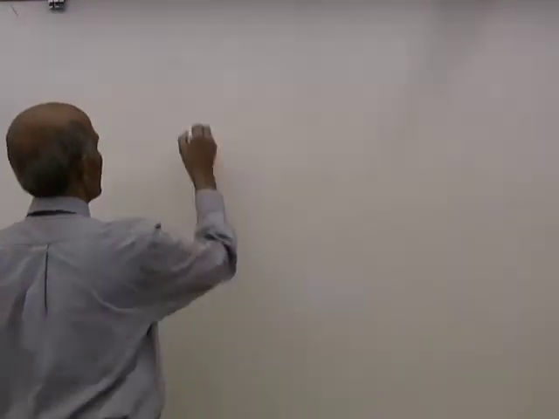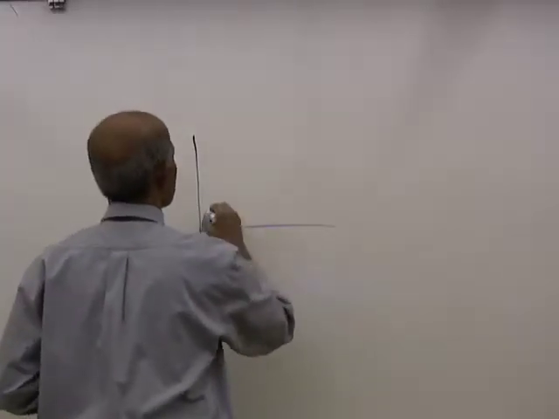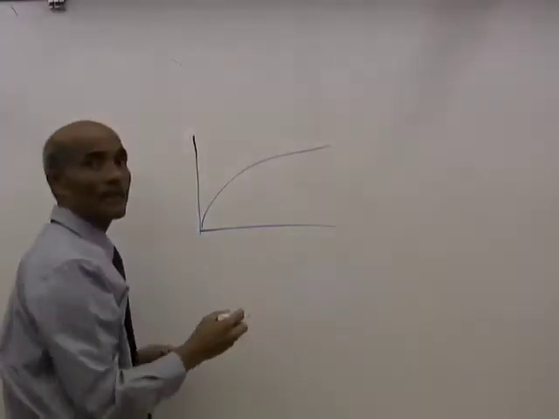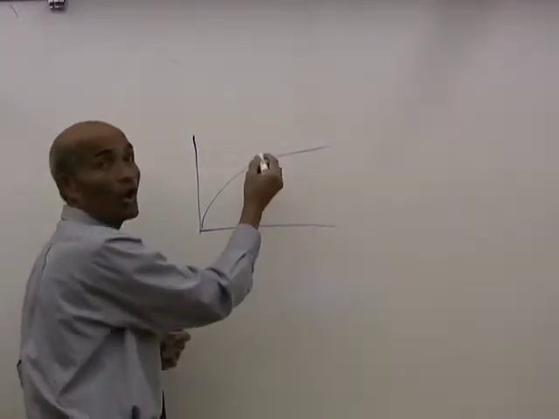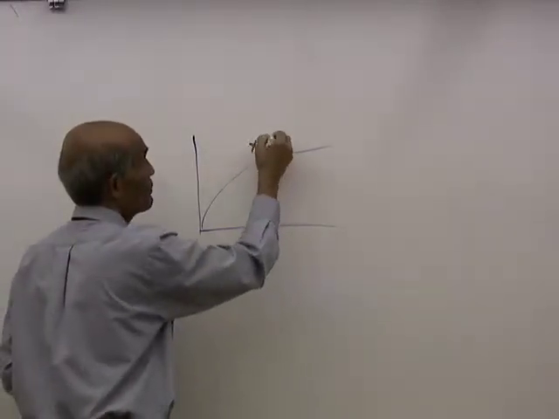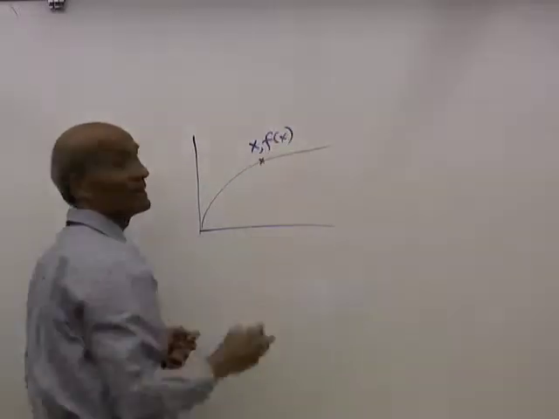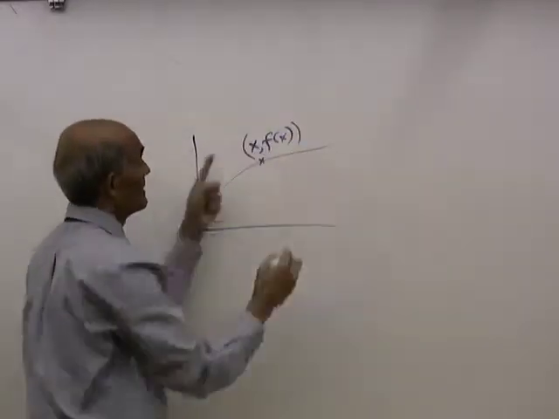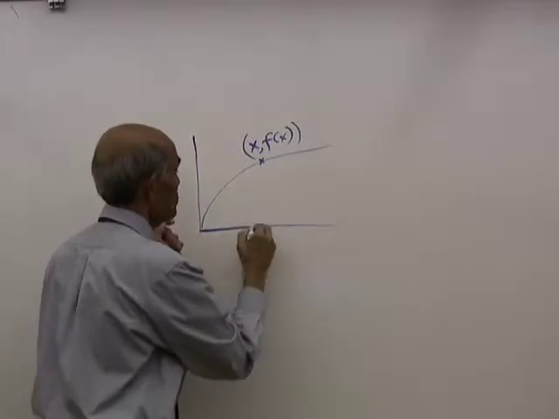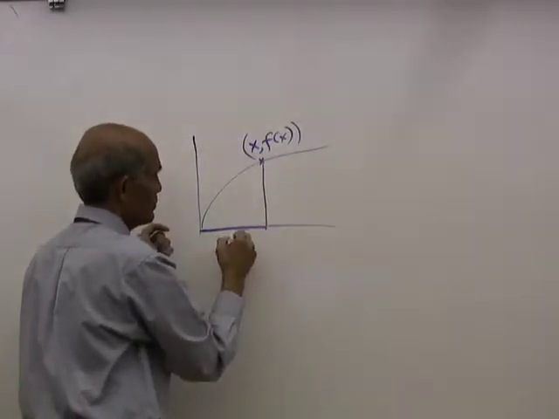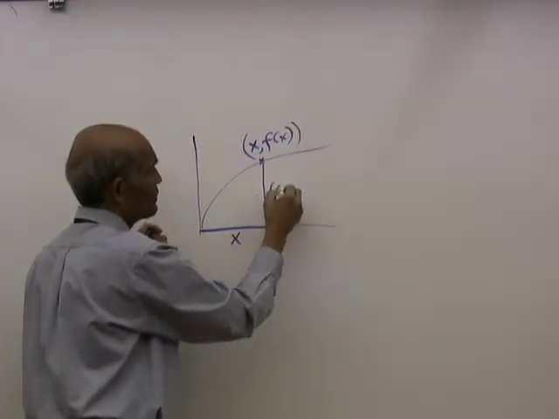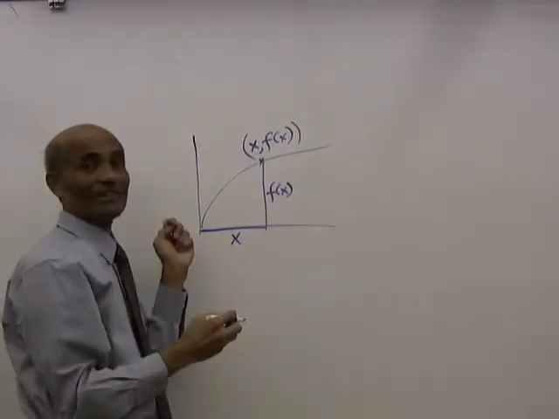Before we do that, let me ask you a question. Now, here is the graph of a function. Now, I take a point here, and I'm going to call this point x, f of x. Is it all right? That is the x value, and this is the y value. This is your x, and this is your f of x.